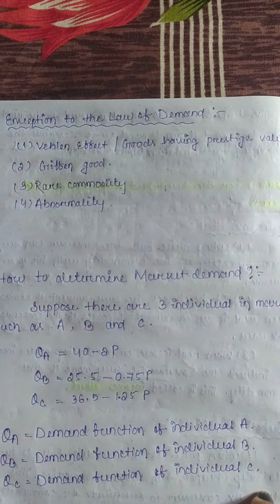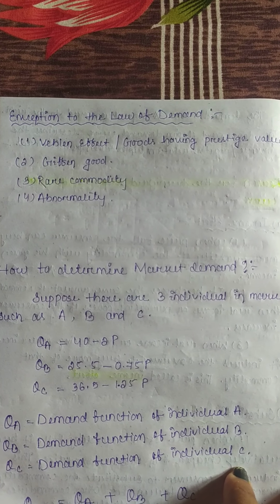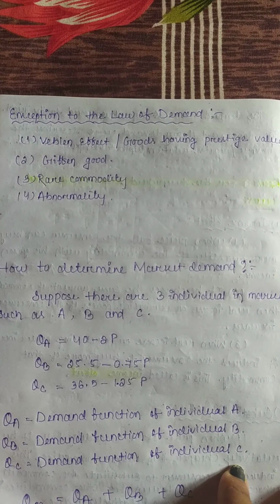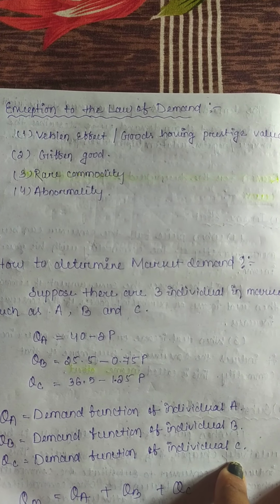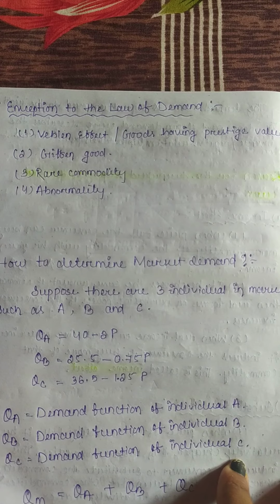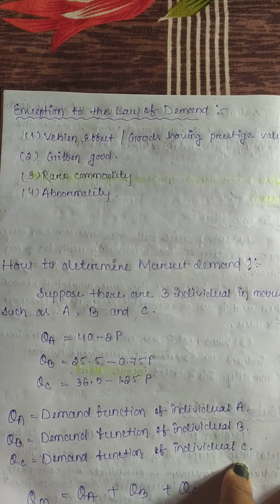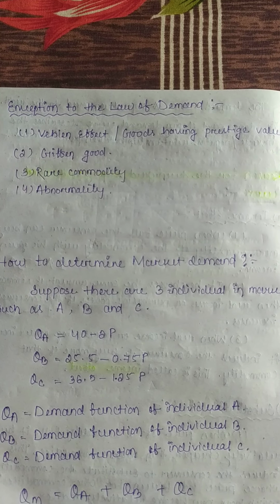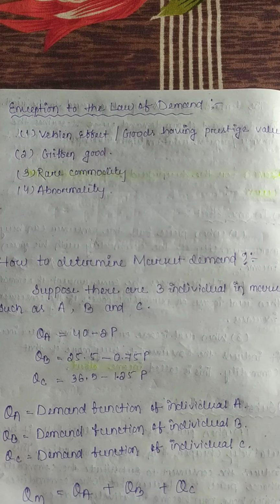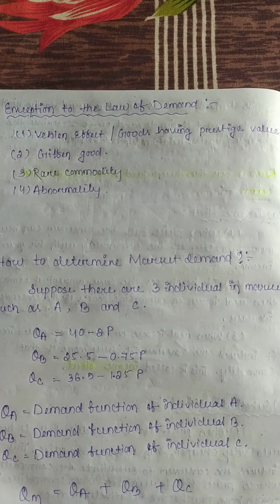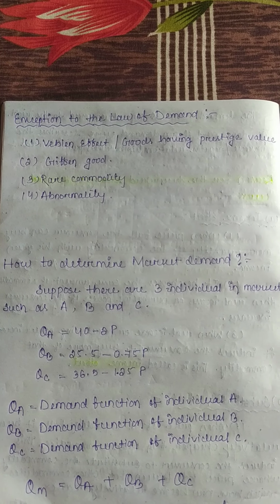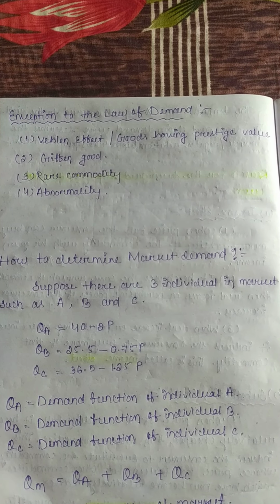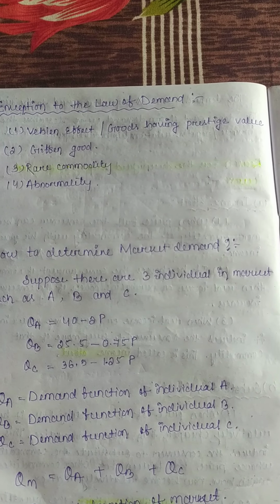There are some exceptions or criticisms of the law of demand. The first one is the Veblen effect, or goods having prestige value, or we can simply call it luxurious commodities. In the case of purchasing a luxurious commodity, the consumer prefers to buy that commodity when the price is high, for his prestige or prestige value.